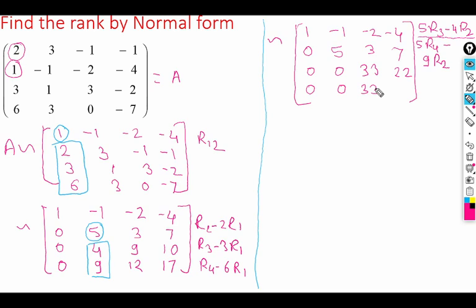And lastly, here 5r4 means 17 fives. 17 fives are 85, minus 4r2 means minus 28. Sorry, minus 9r2 over there, minus 63. 85 minus 63, 22 only. Same numbers are coming. So that is the step 2.